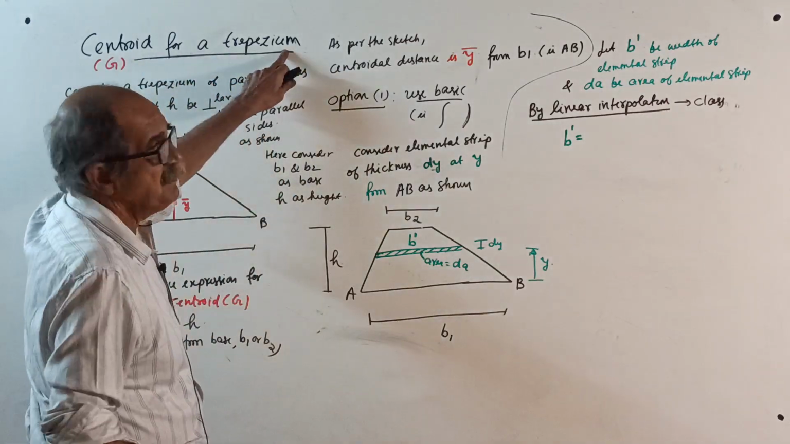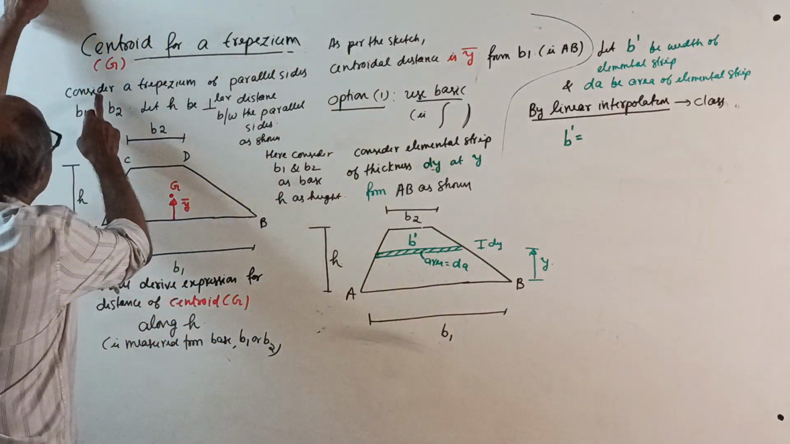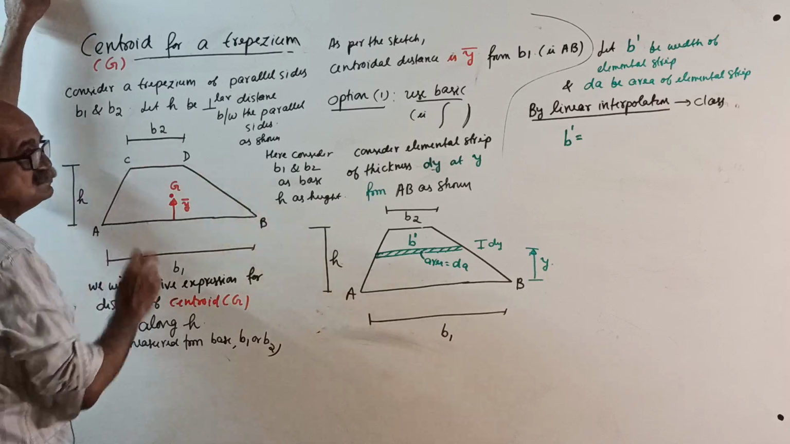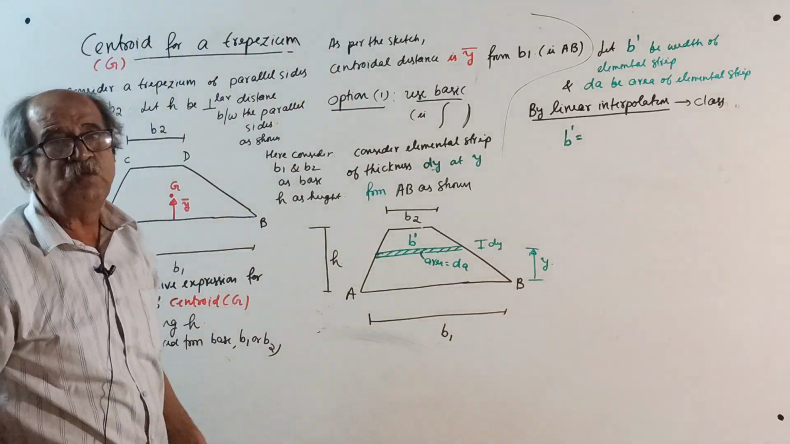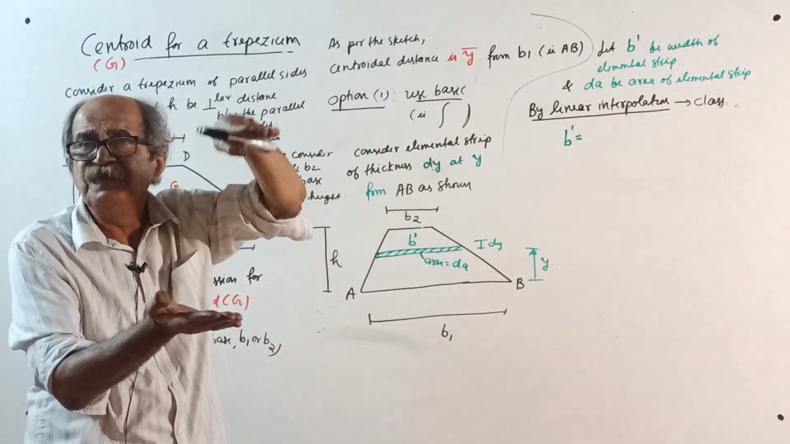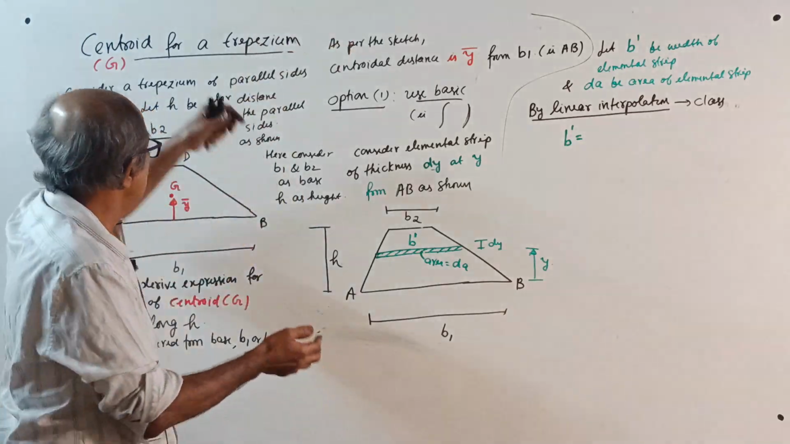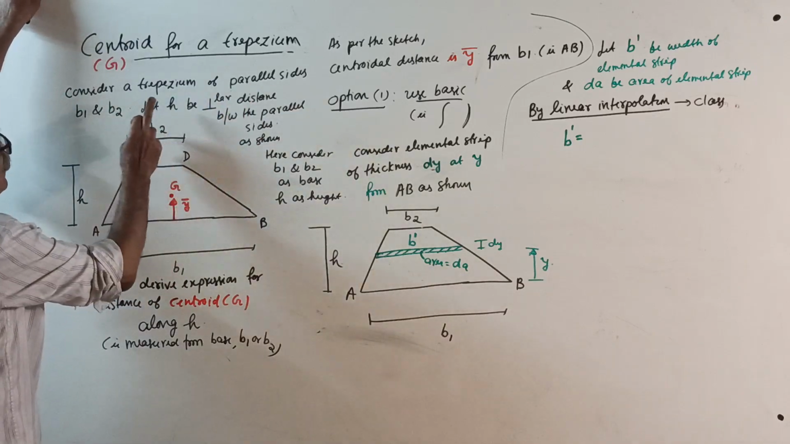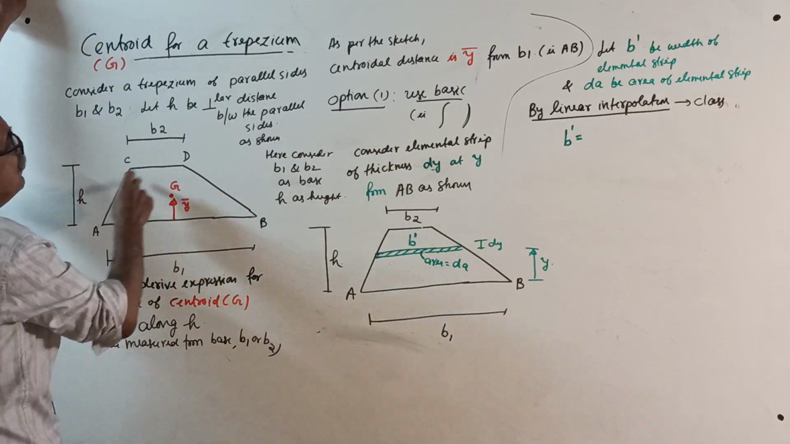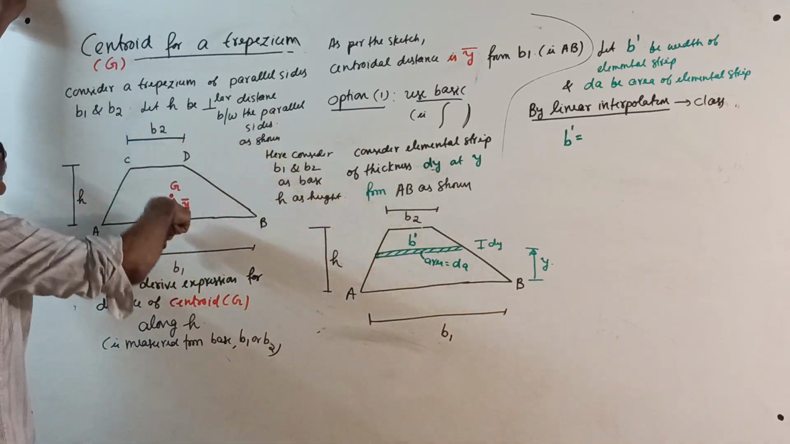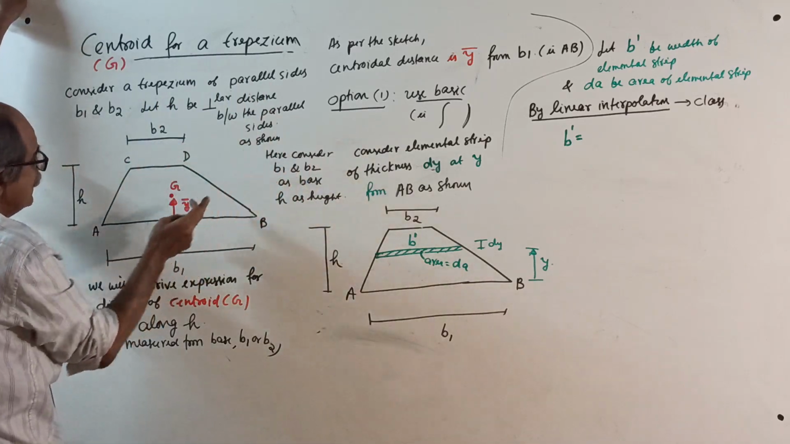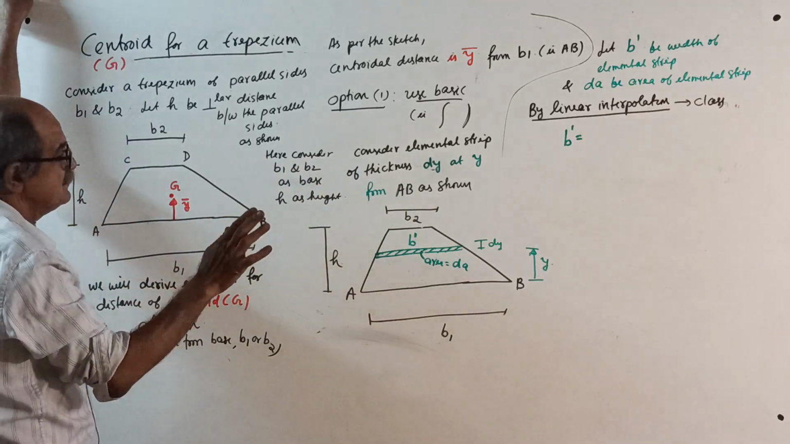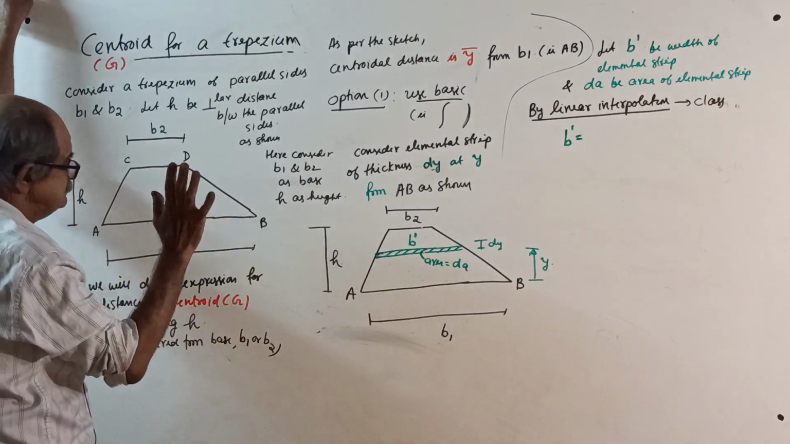Centroid G for a trapezium. Consider a trapezium of parallel sides B1 and B2. I call them B1, B2 here because they will become the base. Anyone can be taken as base. For the time being, the parallel sides are B1 and B2, and let H be the perpendicular distance between the parallel sides. Here, consider B1, B2 as the base, either one, and H as the height.